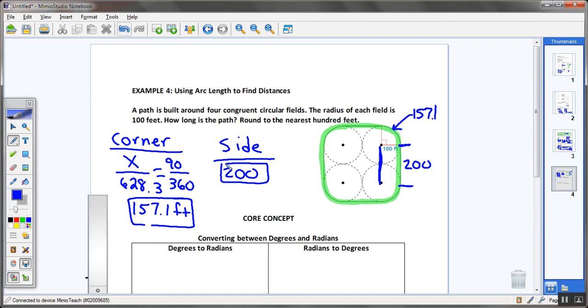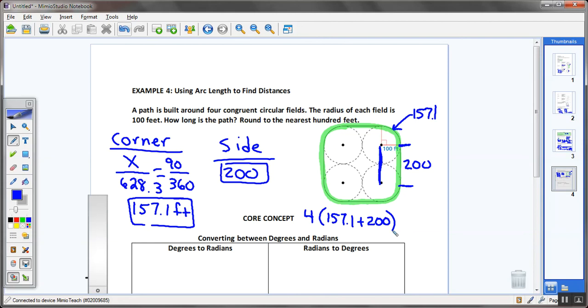Okay, so you're saying we're going to take 4 times each corner, which is 157.1, plus each side, which is what? Okay, somebody take 200 plus 157.1 there. What do you have? 357. You're going to take 357.1 because that's really, this in parentheses is one side and one corner, but we have 4 equal sets of sides and corners.